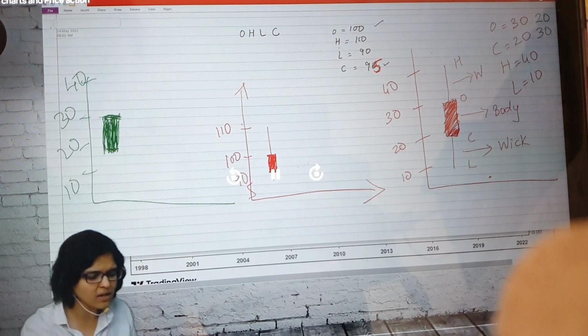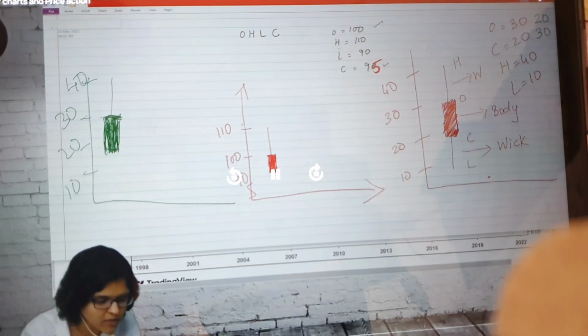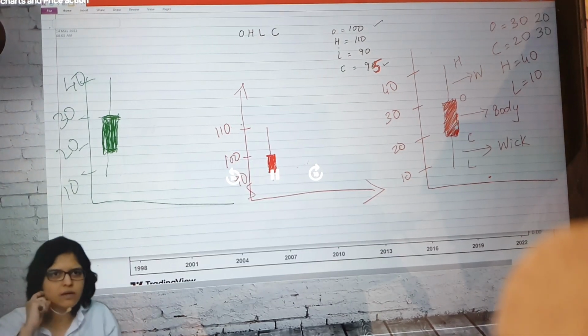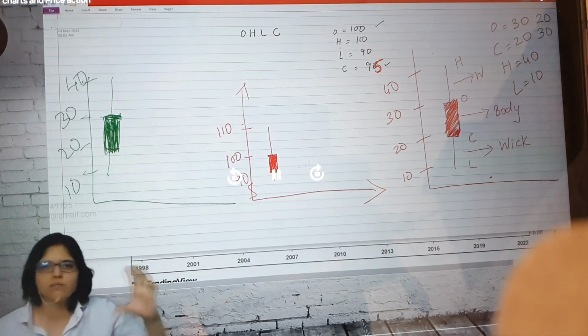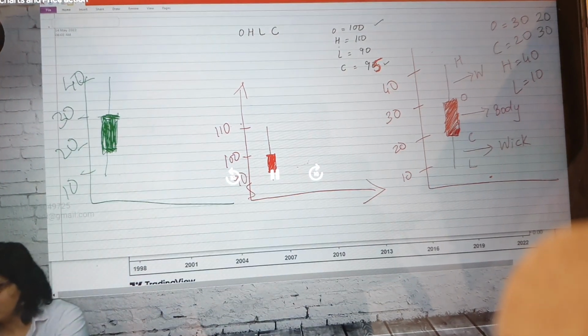20 to 30. Why green? Closed higher as compared to the open. That is why green in color. What is the high point? 40, low point 10. Clear? Yes. This is the green color candle, which is a bull candle. Simple here? Yes. Now, if you have understood the theory, how do I see it practically?